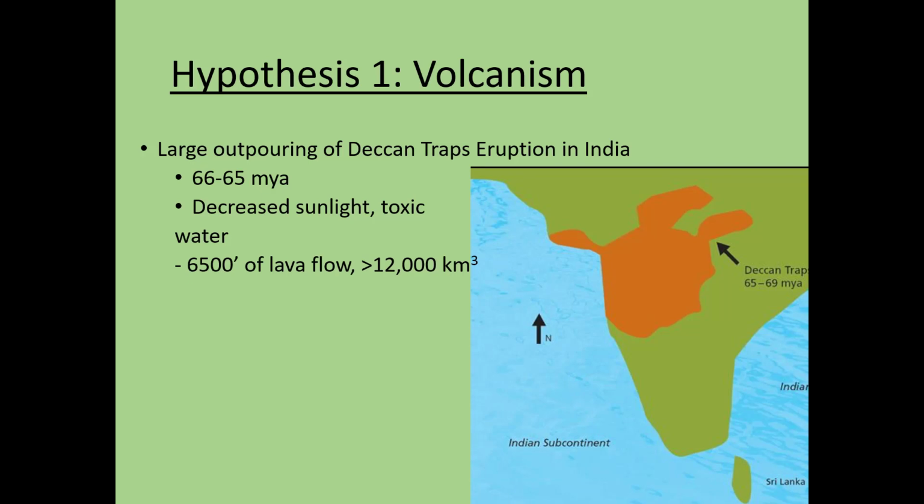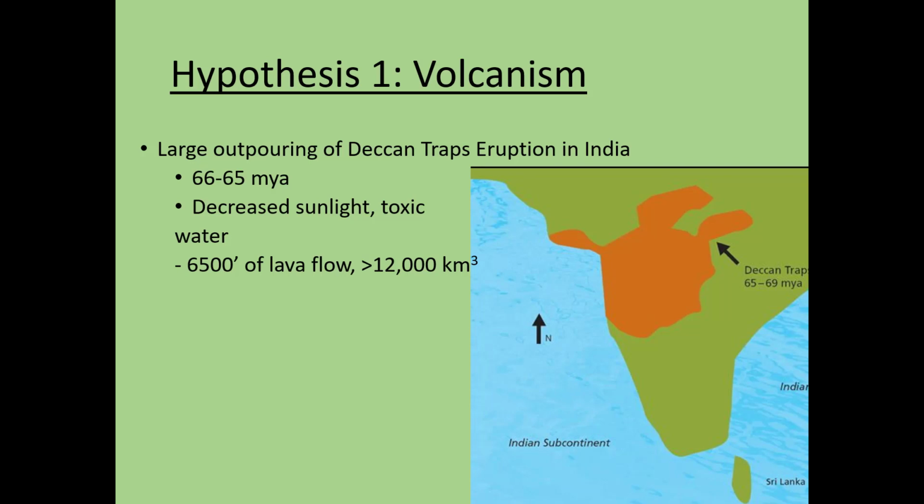The Deccan Traps eruption was incredibly large. Today we can measure lava flows from this eruption with a thickness of over 6,500 feet. So again, more than a mile thick of lava flows covering an area of more than 12,000 cubic kilometers. So a huge environmental perturbation.